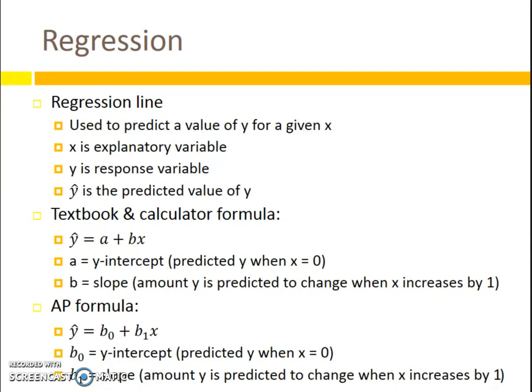Now, if you're looking in the textbook or in the calculator, your equation for your regression line is y hat equals a plus bx. Back in algebra, we used y equals mx plus b. In the world of statistics, we use a plus bx, where a is the y-intercept, the predicted value for y when x is 0. And b is the slope, the amount that y is predicted to change whenever x increases by 1 unit. Now, in AP world, it's basically the exact same thing, except we use b sub 0 and b sub 1, where b sub 0 is the y-intercept and b sub 1 is our slope.